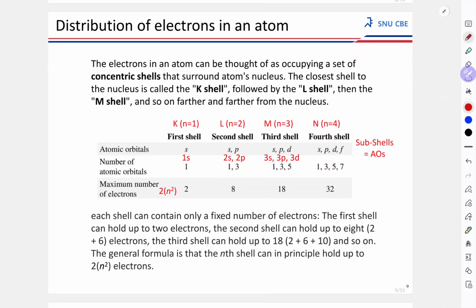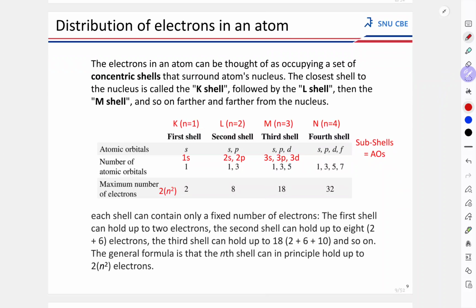What about the distribution of electrons in an atom? There is a rule, and this is again general chemistry stuff. For those who forget this fundamental concept, you should review this part. Electrons in an atom can be thought of as occupying a set of concentric shells that surround the atom's nucleus. The closest shell to the nucleus is called the K shell, the first shell.